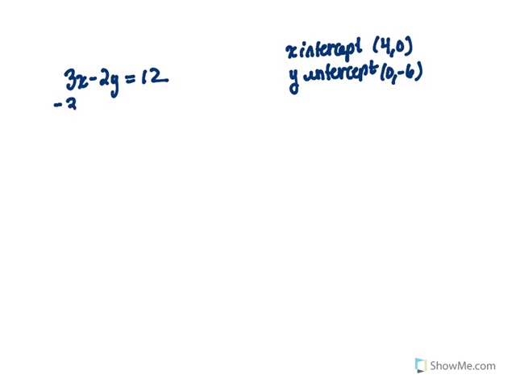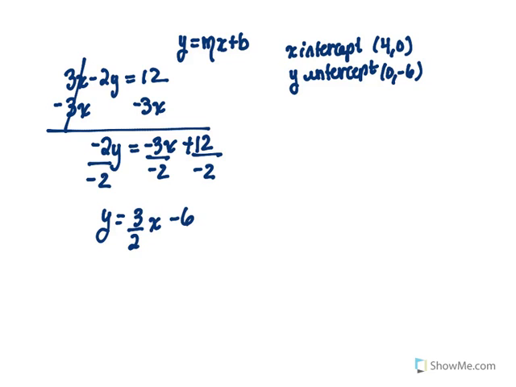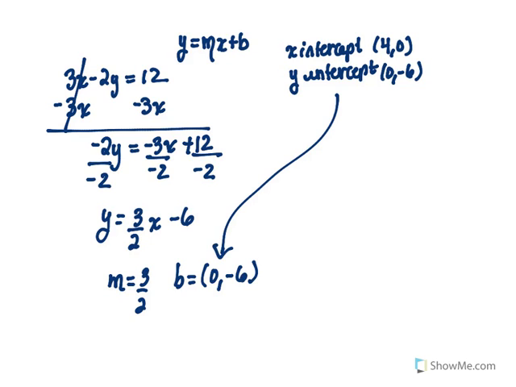So remember, we're going to subtract 3x from both sides of our equation. When we're putting it in slope-intercept form, remember we are solving for y. So I subtract 3x and I get negative 2y is equal to negative 3x plus 12, and then I divide by negative 2. So I get y is equal to 3 halves x minus 6. So remember that our m is 3 halves and our b is the point (0, -6), which is coincidentally the exact same thing we got when we did that.